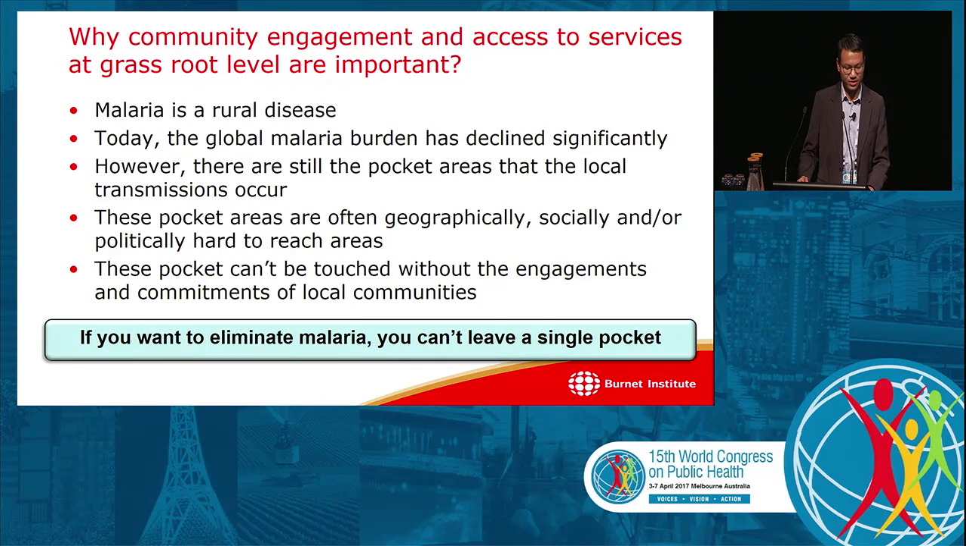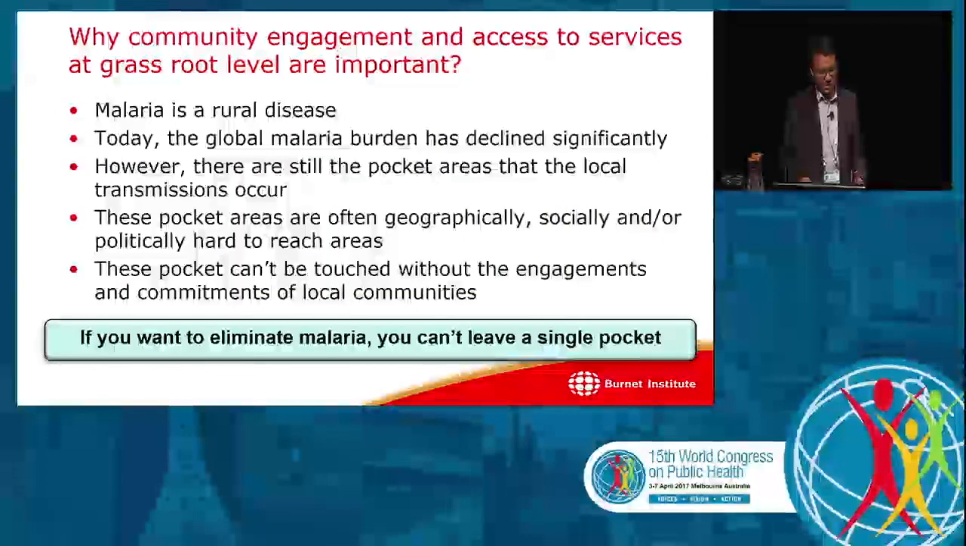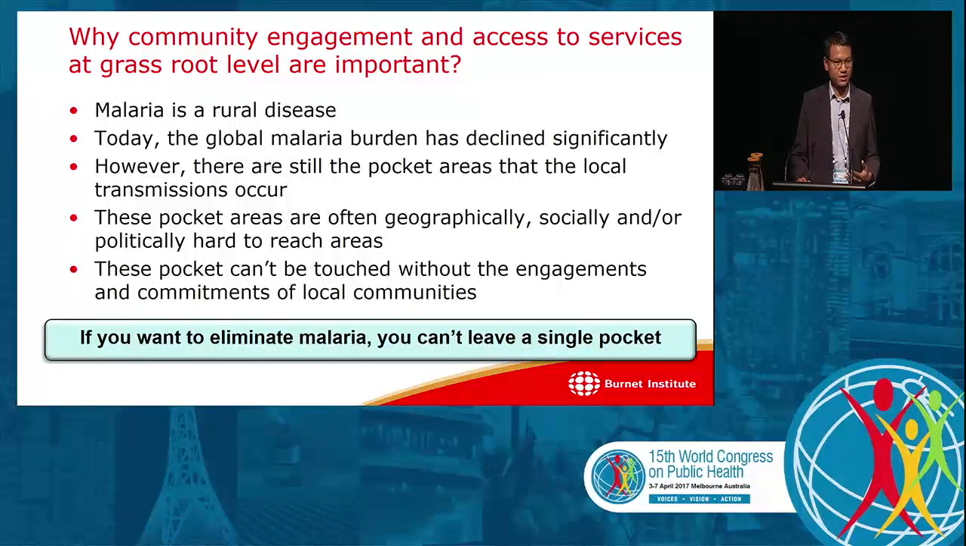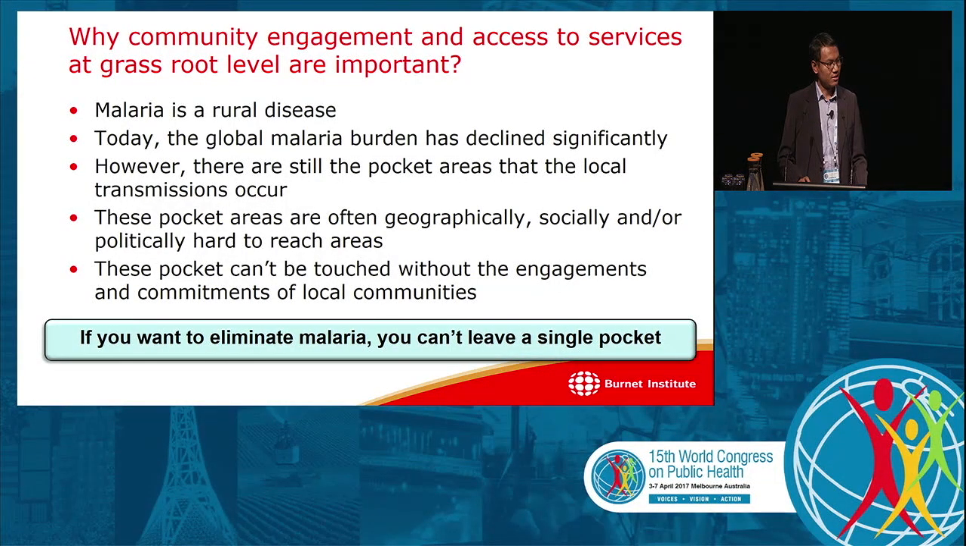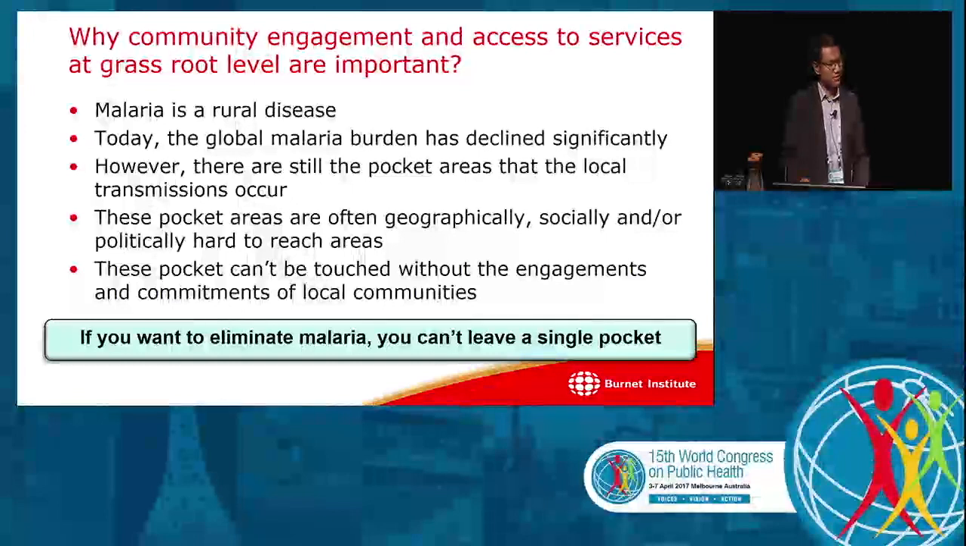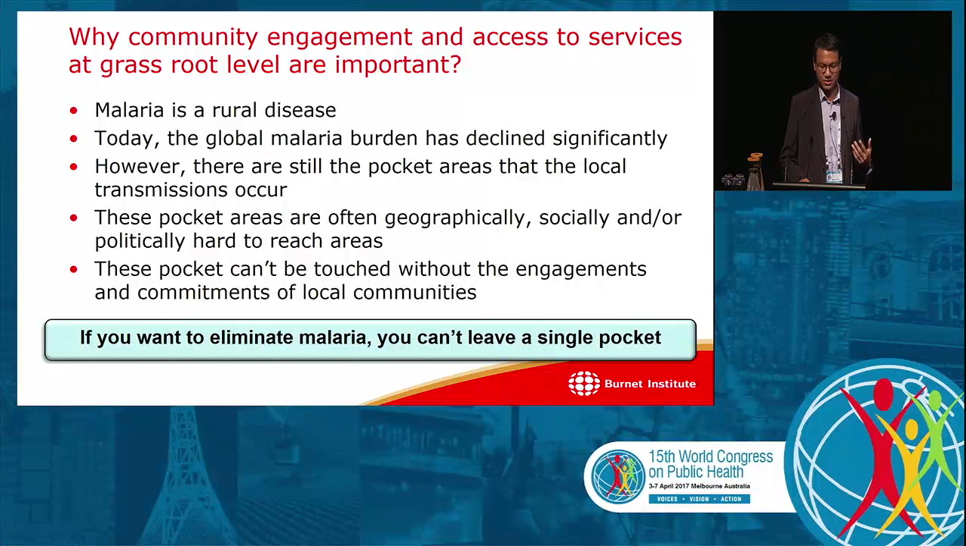This is a fundamental question that we should ask when we are delivering malaria services at the community level. As you are aware, malaria is a rare disease, and today the global malaria burden has declined significantly. But in this world, especially in Southeast Asian countries, the malaria map is shrinking. Although the general malaria burden is declining, there are some focal hotspots in the country which still have local malaria transmission. These pocket areas are often geographically and socially hard-to-reach populations and areas.